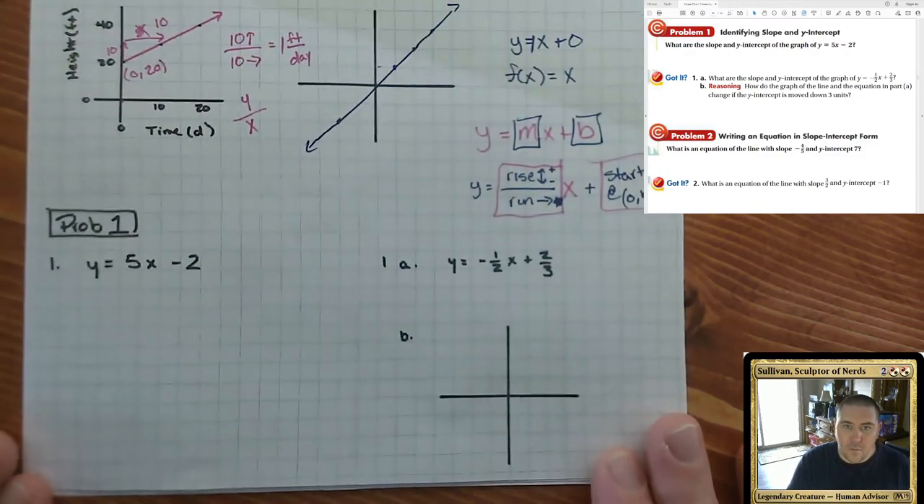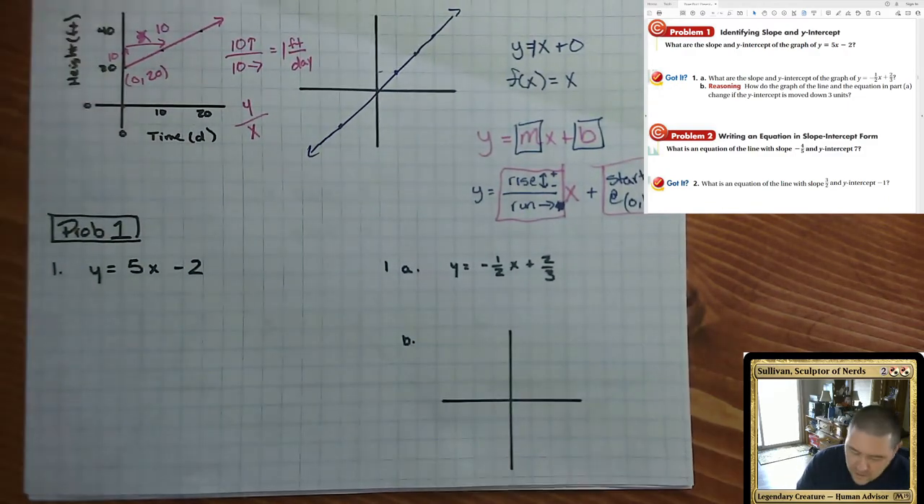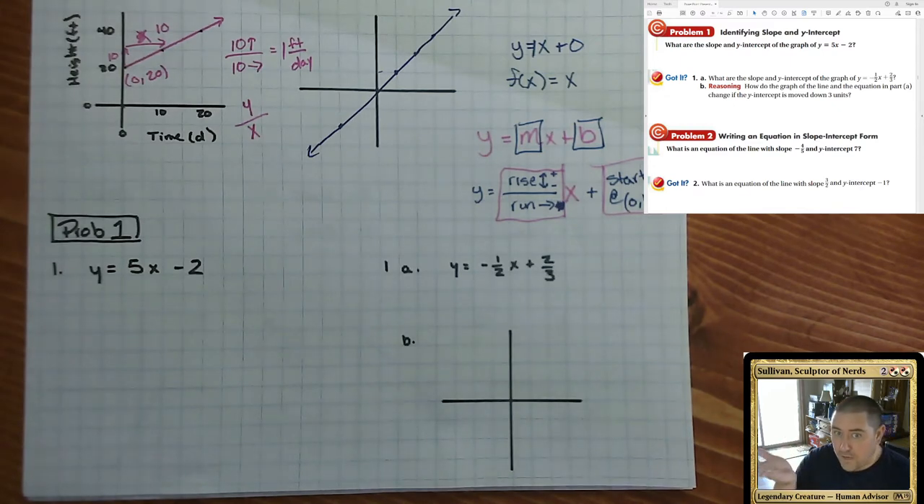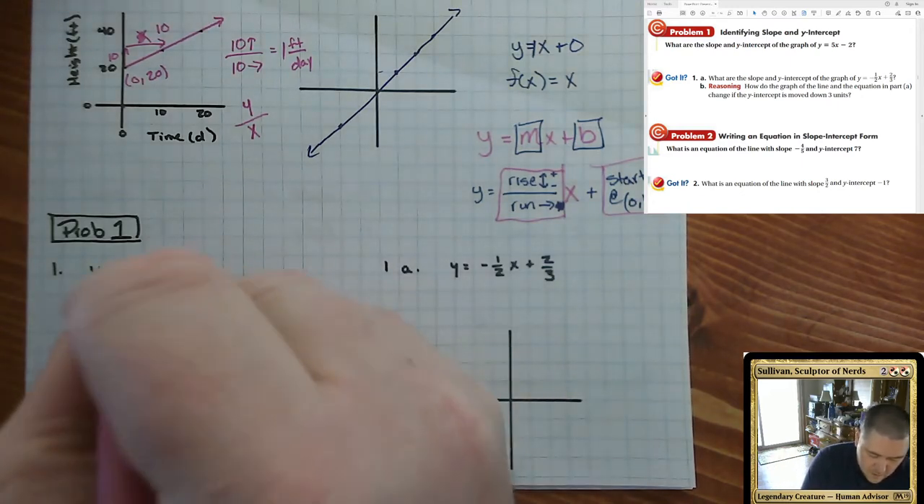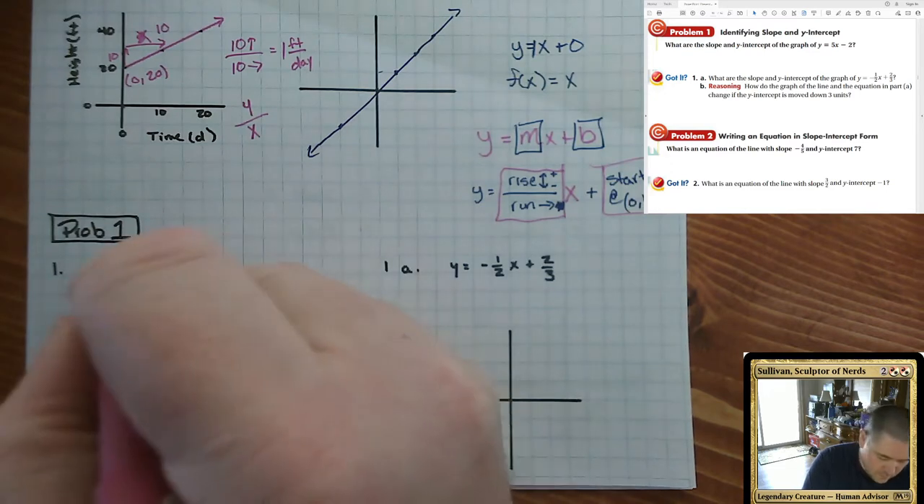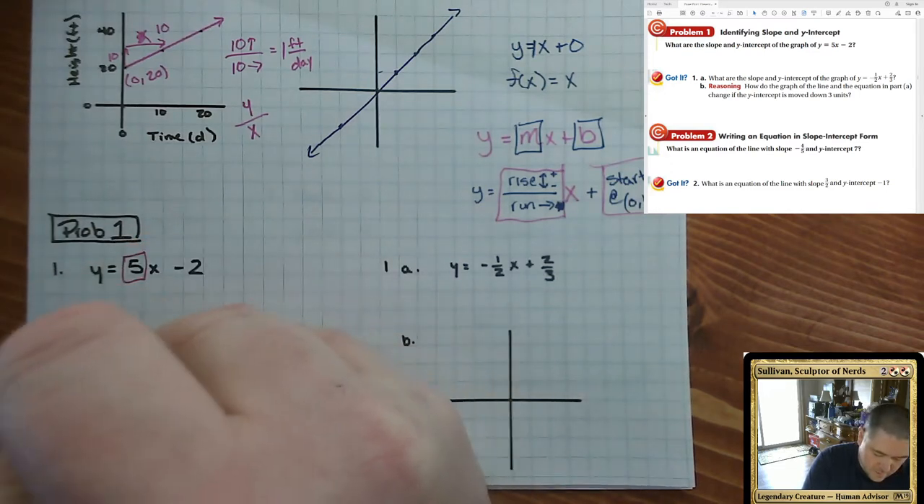So we go with problem one. Identifying slope and y-intercept should be fairly easy. It's just what's in the M spot, what's in the B spot. That's it. So if I have 5x minus 2, there's my slope.